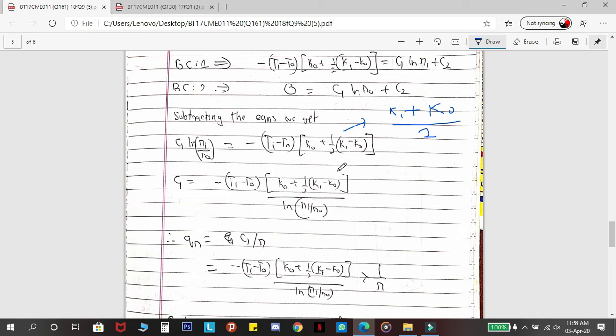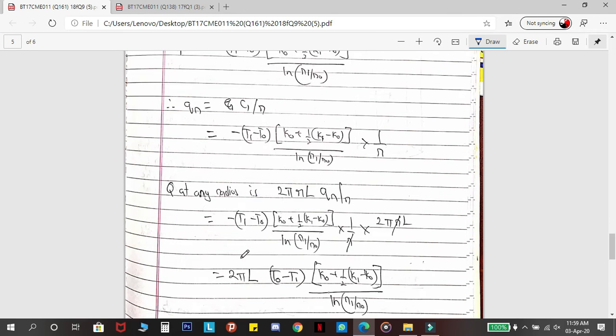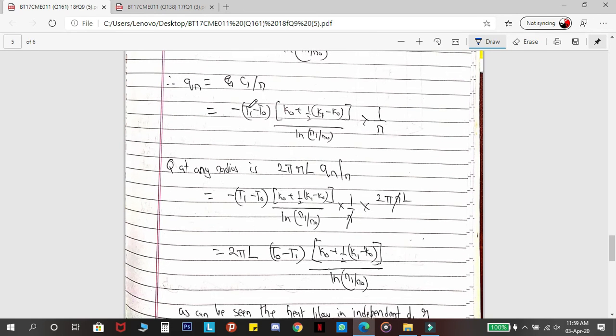So now we have our C1 value over here, and we are asked to find out how the heat is varying, which is only dependent on C1. So we can substitute this back over here. You get this. So heat flux at any radius is minus of (T1 minus T naught) into (k naught plus half k1 minus k naught) by ln (Ri by R naught) in whole, into 1 by R.